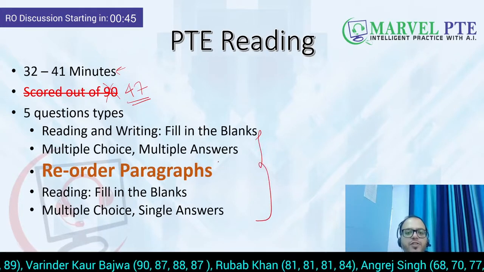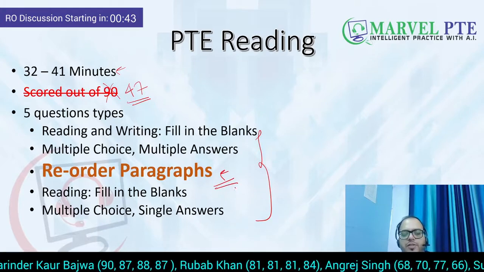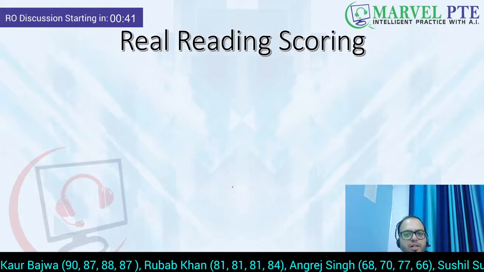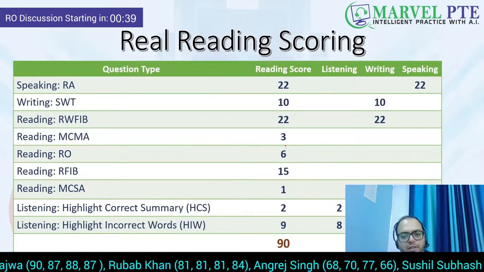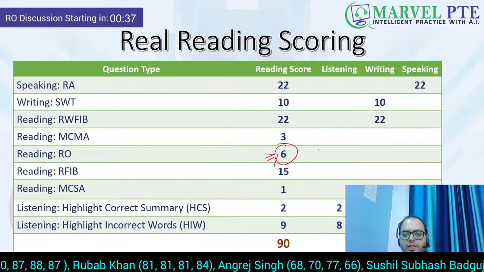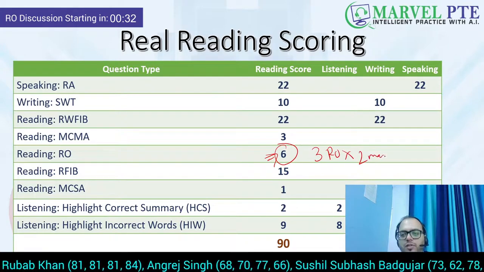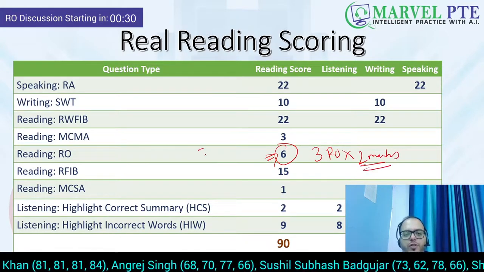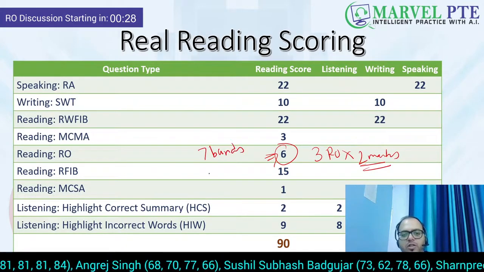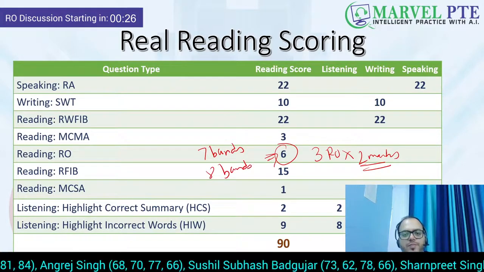The order is fixed. Now, the third question type in this order is reorder paragraphs. They are quite important. They are of 6 marks. It means that if you are getting 3 reorder paragraphs, they will be of 2 marks each. Very important, especially if your target is 7 bands or 8 bands.